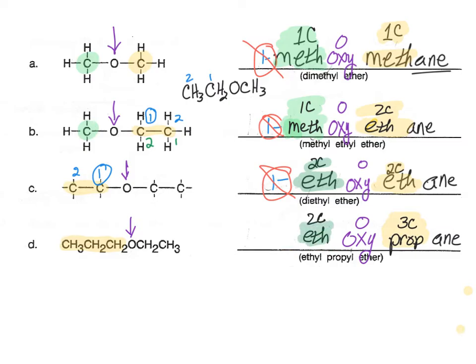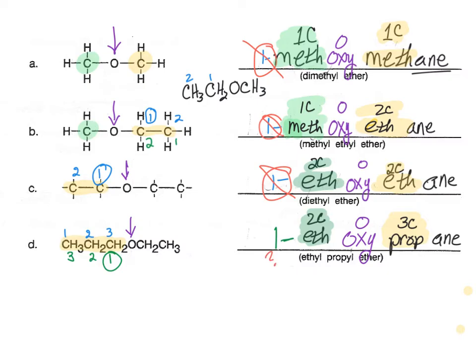Now we have to put in the numbers. Counting in the forward direction, we see that the oxygen is on carbon number 3. Counting in the reverse direction, we see that it is on number 1. So we will choose the number 1. This is 1-ethoxypropane. Do I need that number 1?